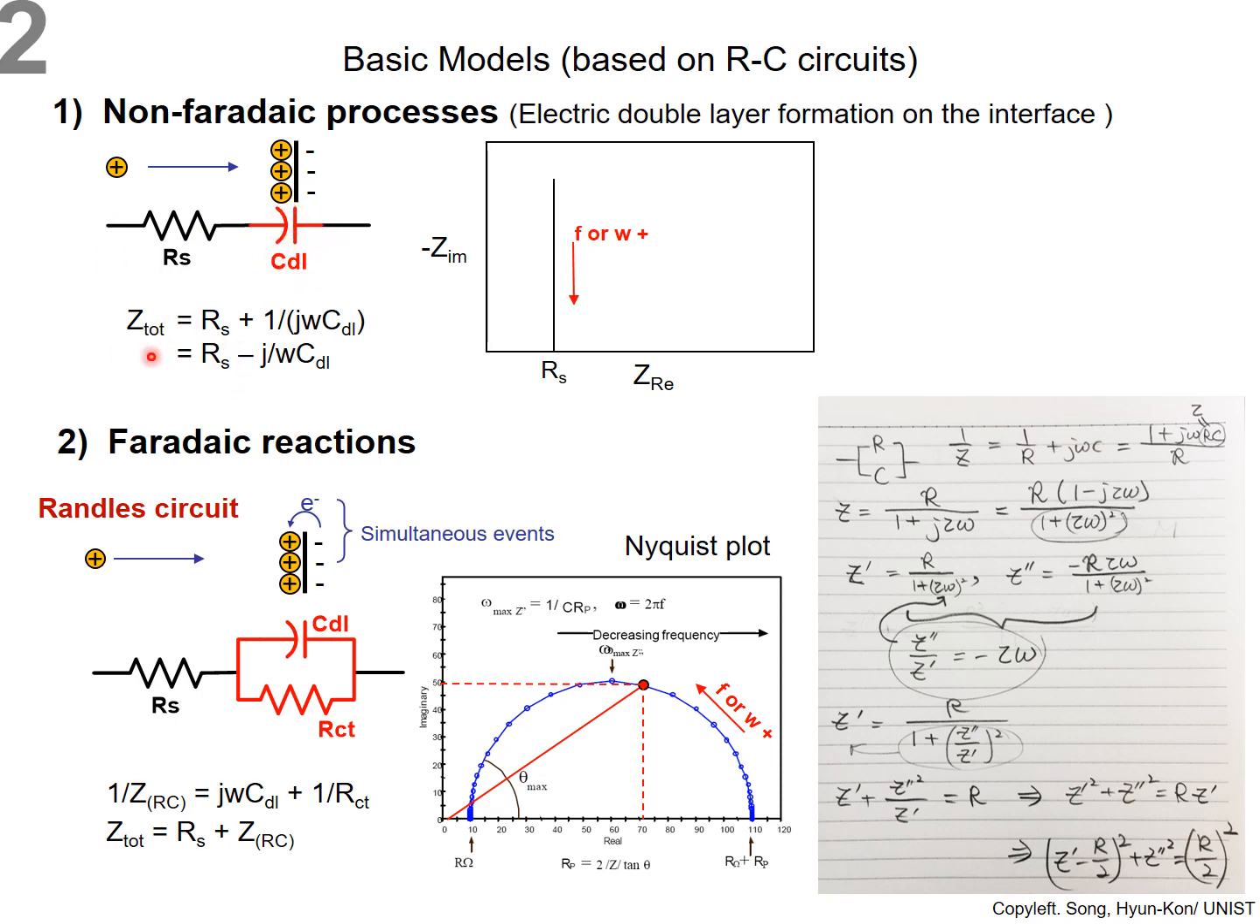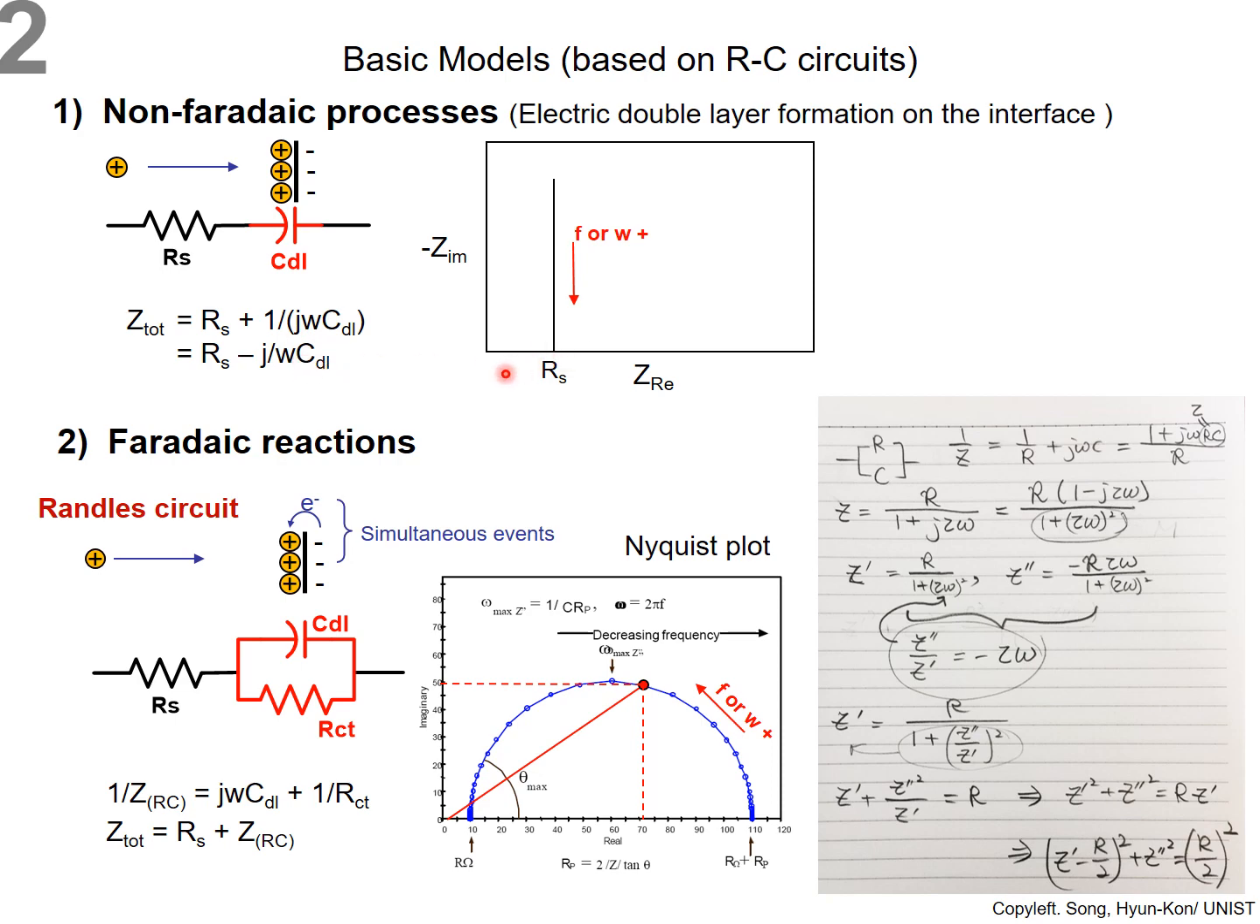The overall impedance is solution resistance plus impedance of the capacitor. This is a serial connection between those two elements. So the impedance is just a simple summation of those two impedances. Then Rs minus j over omega Cdl.